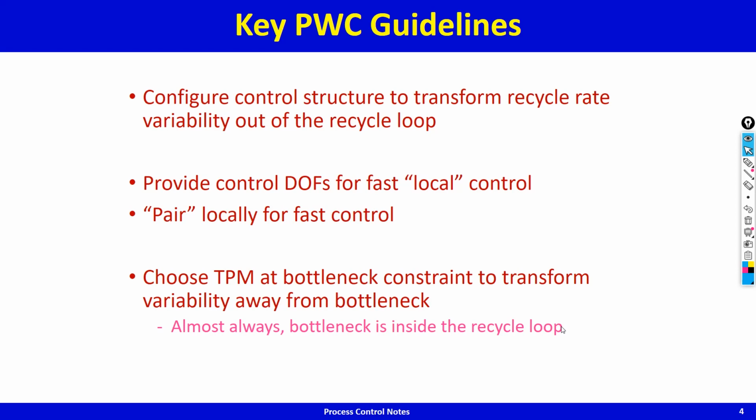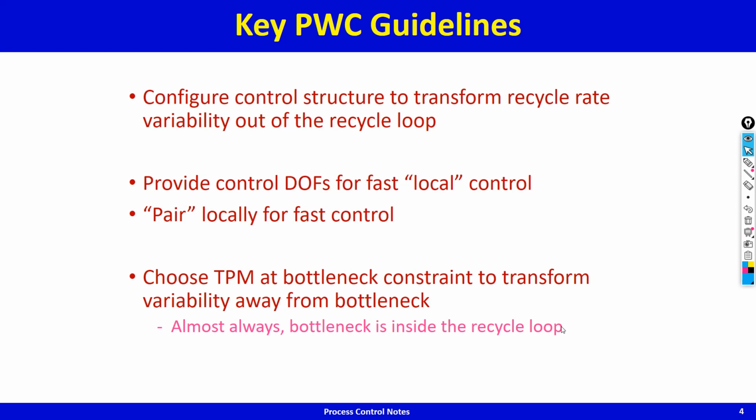The plant should be such that there are control degrees of freedom that allow fast local control. What do I mean by local control? That means if you want to control a process variable in a unit, there is a manipulation handle in the unit that gives tight control for that. If the degree of freedom is not close by, the dynamics is going to be slow, and therefore the control is going to be loose. The degree of freedom for control is close by, it's local to the unit. And then you pair locally for fast control. Because the pairing is local, the dynamics is fast. Because the dynamics is fast, the control can be tight.